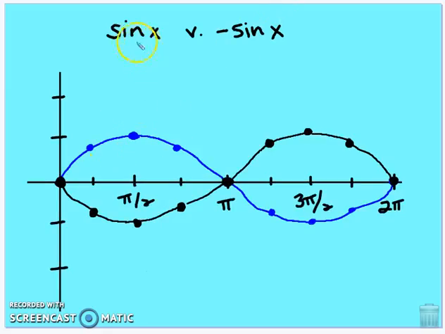And now you can see that sine x versus negative sine x, the amplitude stays the same, the period stays the same, but the graph is now reflected over the x-axis.